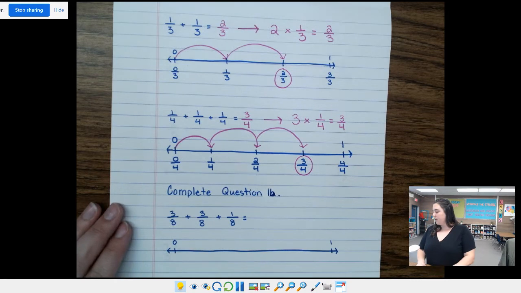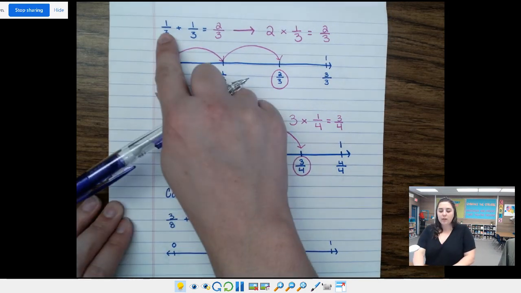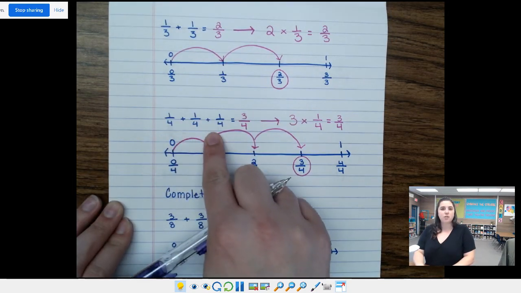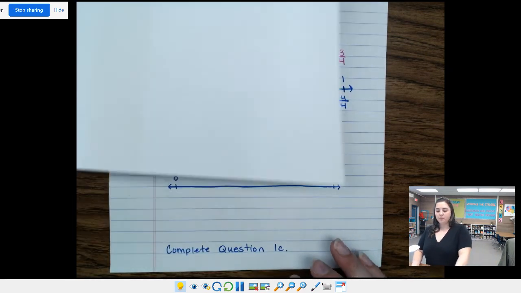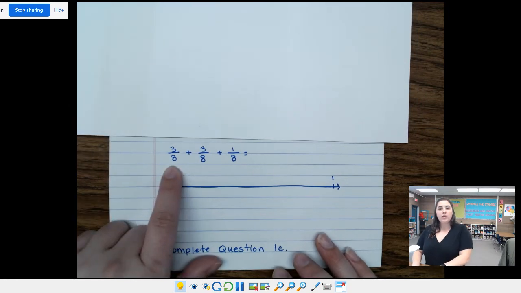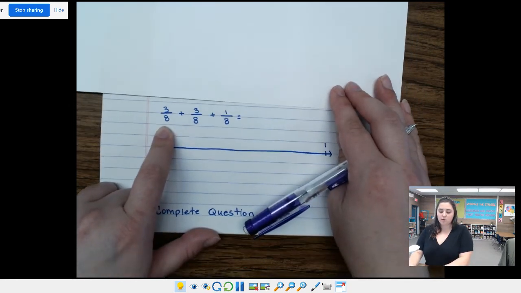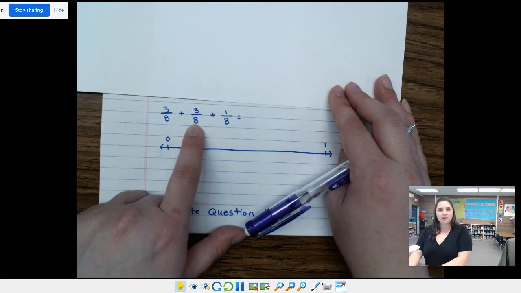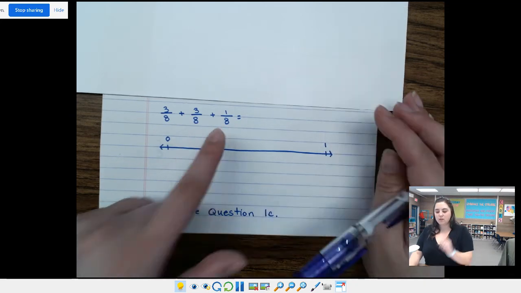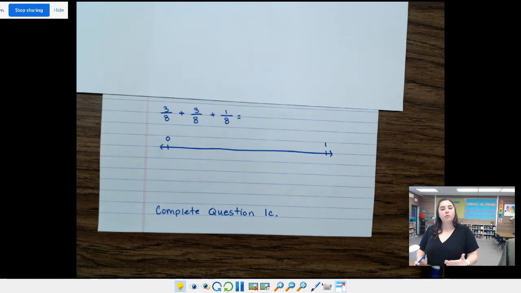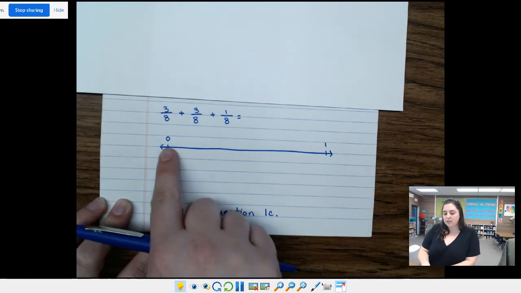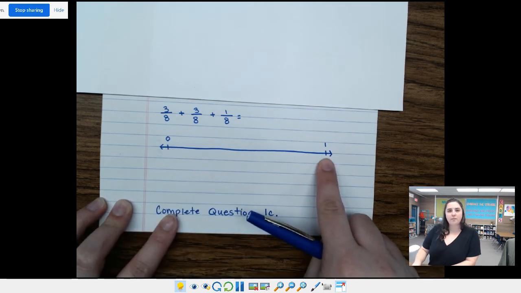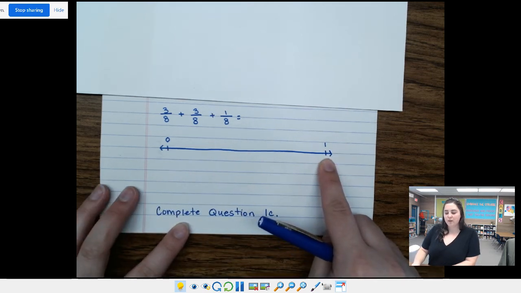Let's take a look at the second part. So on our previous questions and the one we just did, the 1B, we were only ever working with unit fractions. So where it has a 1 on the top. This time, we are working with non-unit fractions. So 3/8 plus 3/8 plus 1/8. So you don't need to write this down, but if you want to, if it helps you remember, that's great. So I'm drawing a number line. I have 0 and I have 1. You can pause the video if you need a moment to do that.